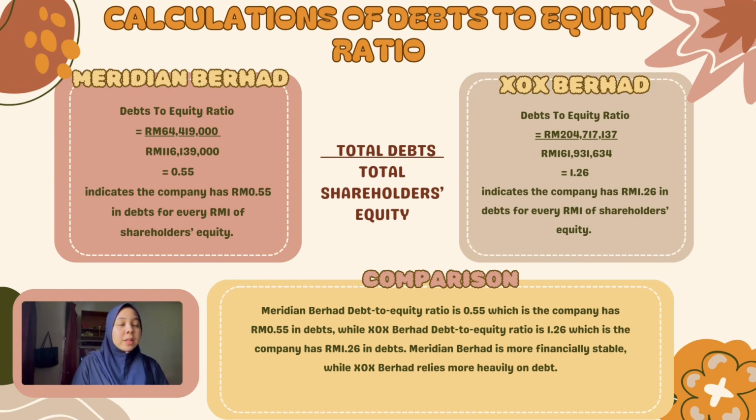For the comparison, Meridian Berhad's debt to equity ratio is 0.55, which means the company has 0.55 ringgit in debts, while XOX Berhad's debt to equity ratio is 1.26, which means the company has 1.26 ringgit in debts. Meridian Berhad is more financially stable, while XOX Berhad relies more heavily on debt.